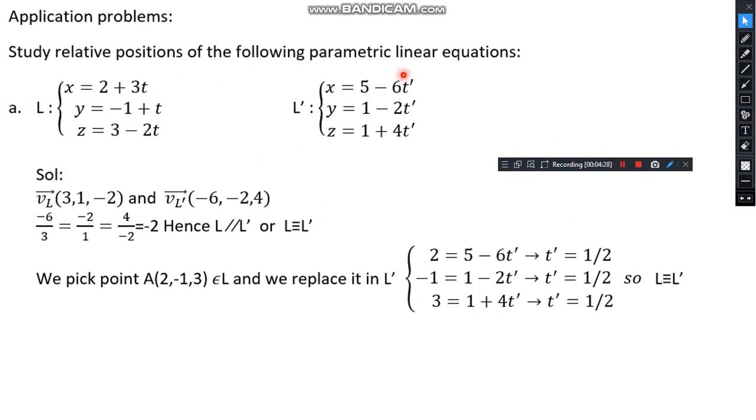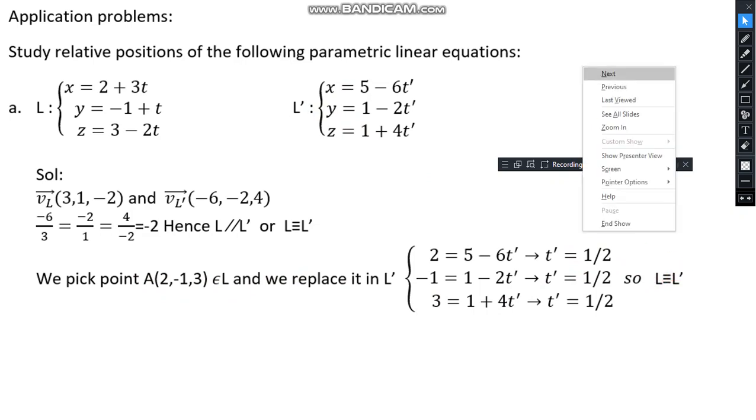Study the position of the following parametric equation. Here, if you do -6 over 3, -2 over 1, 4 over -2, all are equal to -2. So they are parallel or coincide. So we pick a point in the first line, (2, -1, 3), and we replace it here. We're going to calculate t prime in all. As you can see, t prime is the same in all. So it means that this point is also in line L prime. So in that case, they coincide.